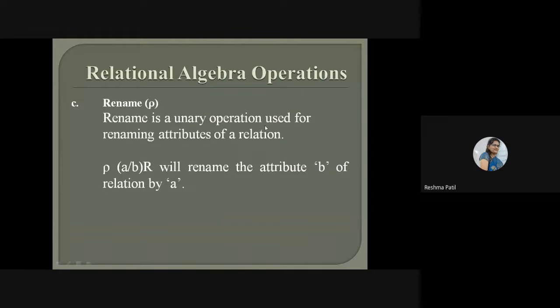Rename is a unary operation used for renaming the attributes of a relation. For example, they have given the example A slash B. These are the two attributes, meaning only one attribute is there and one is the rename of that attribute. So here this is a relation name, the relation on which we have to apply this. It will rename the attribute B, which is your original name, of the relation by A.